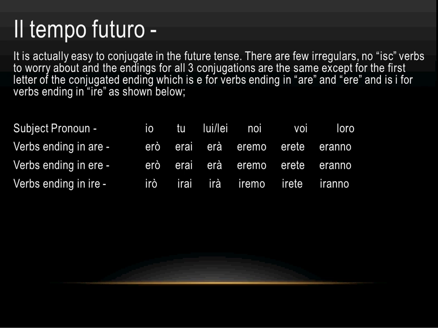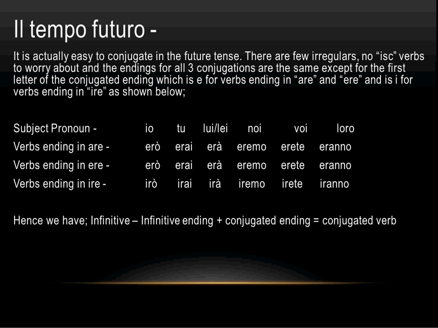So for an IRE verb, for io, you drop the IRE, and you add irò. For tu, you have irai. For lui, lei, you have irà. For noi, you have iremo. Voi is irete, and loro is iranno.